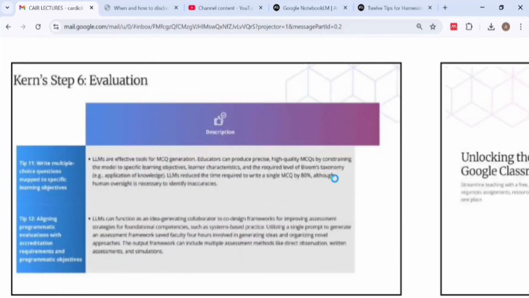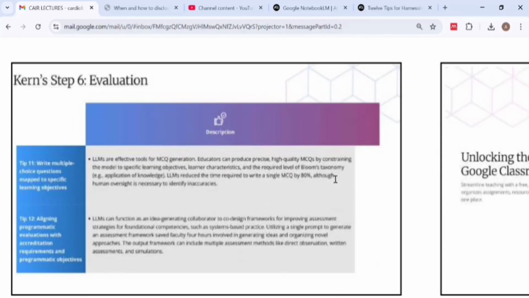Tip 10 is evaluation. Map the multiple-choice questions to specific learning objectives. LLMs are effective tools for MCQ generation. Educators can produce precise, high-quality MCQs by constraining the model to specific learning objectives, learner characteristics, and the required level of Bloom's taxonomy, for example, application of knowledge. LLMs reduced the time required to write a single MCQ by 80%, although human oversight is a must to identify any inaccuracies.